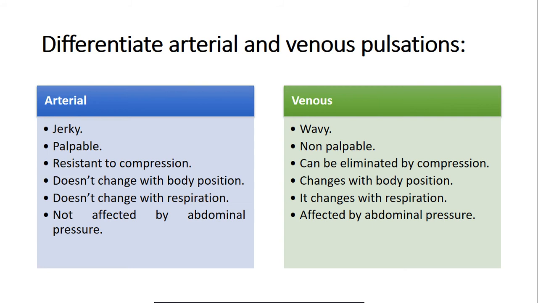Arterial pulses aren't affected by abdominal pressure, but venous pulses are affected by abdominal pressure. That's why we have hepatojugular reflux. If you press on the liver in the right hypochondrium of your patient, the neck veins pulse rises if he has right side heart disease. Okay, all right.